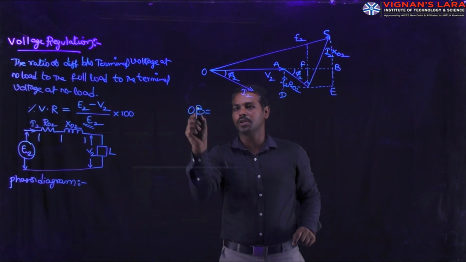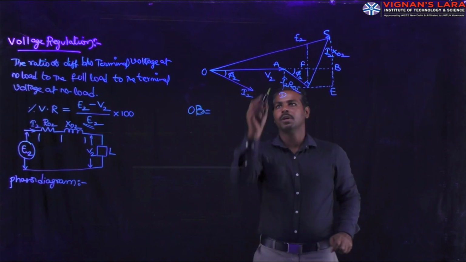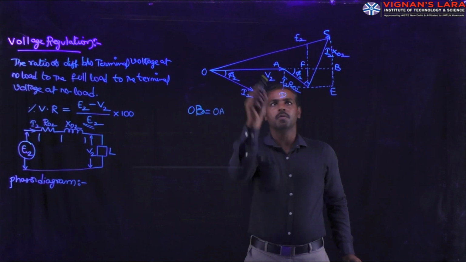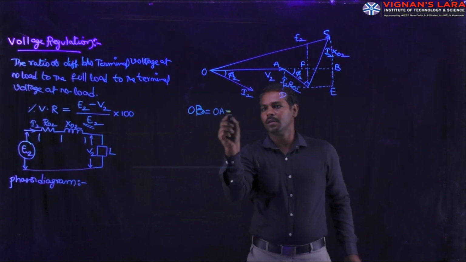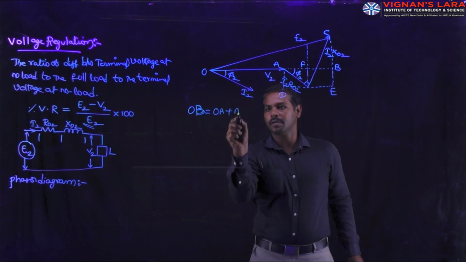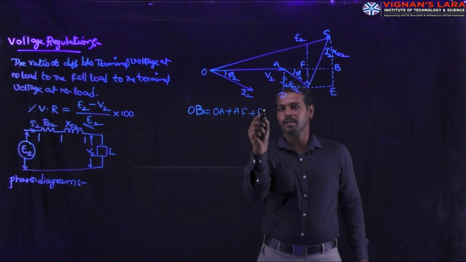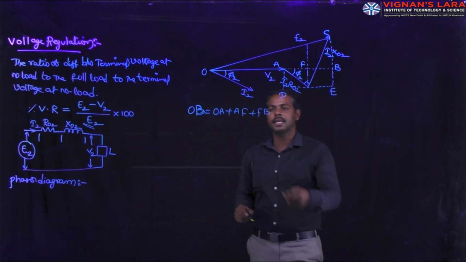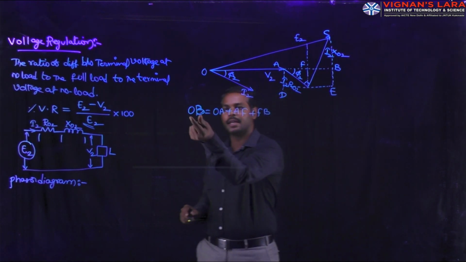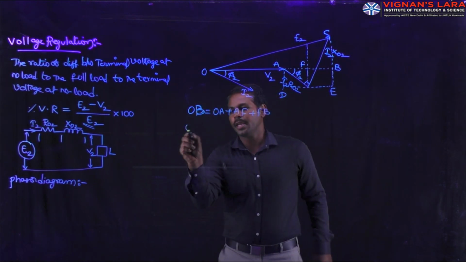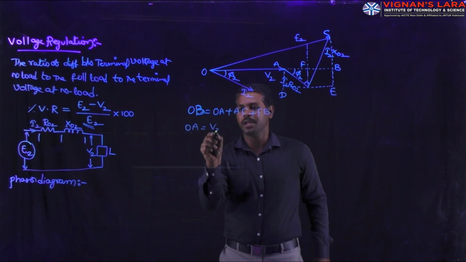OB is equal to OA plus AF plus FB. These three parameters are added when we get the OB value. OA is always equal to V2.